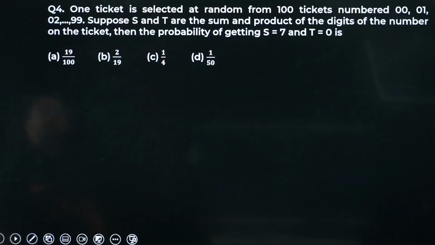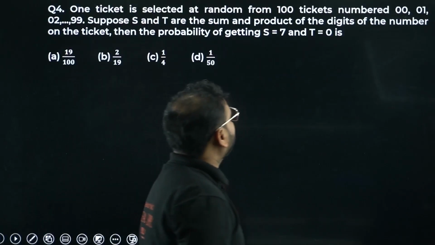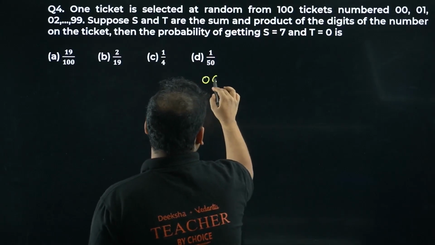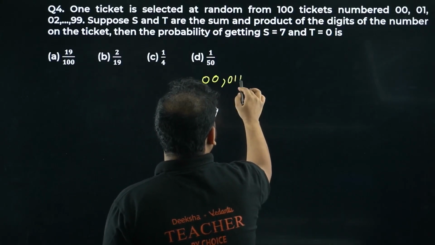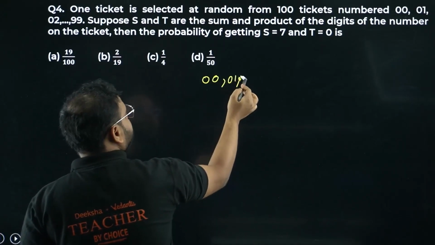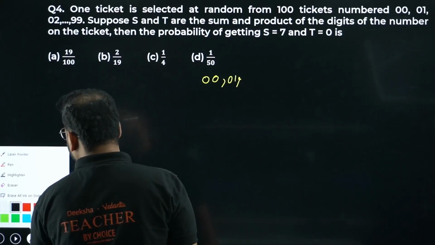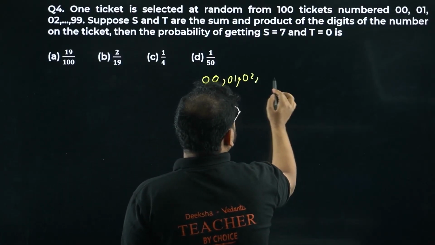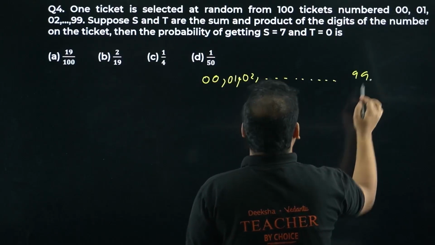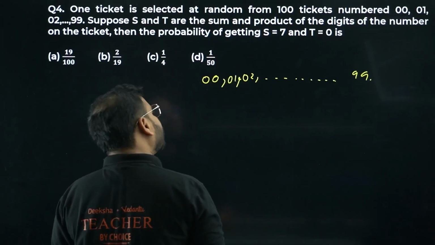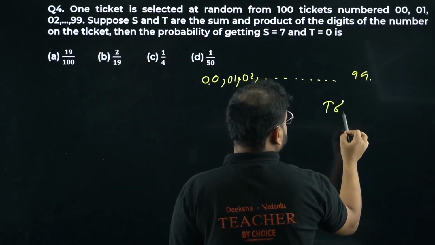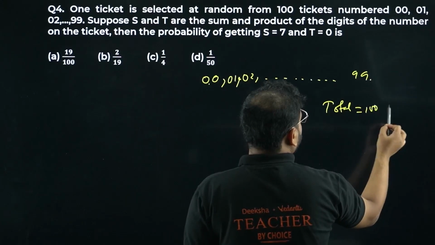Let's complete the session. One ticket is selected at random from 100 tickets numbered 00, 01, 02, and so on till 99. Total we have 100 tickets, right? From 00 to 99 means the total is 100 tickets.